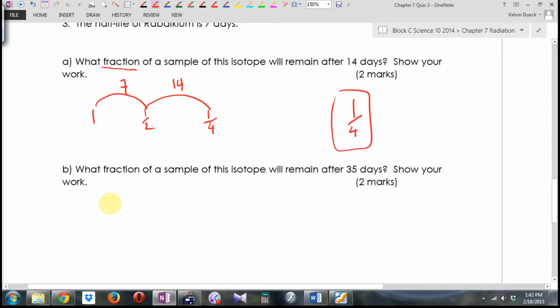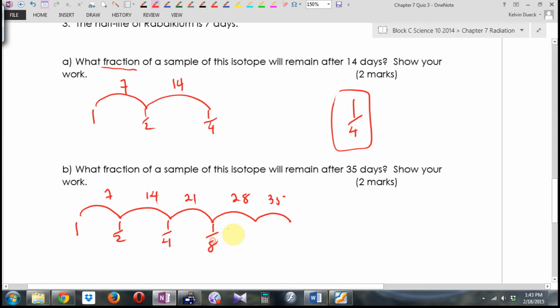What fraction will remain after 35 days? Well, you may say, I know it's 5 half-lives, but if you can't see it, it's going to be 7, 14, 21, 28, 35, and quit. What fraction? 1, a half, a quarter, keep going. 1/8, keep going. 1/16, keep going. 1/32 is going to be left. 1/32. 2 marks.